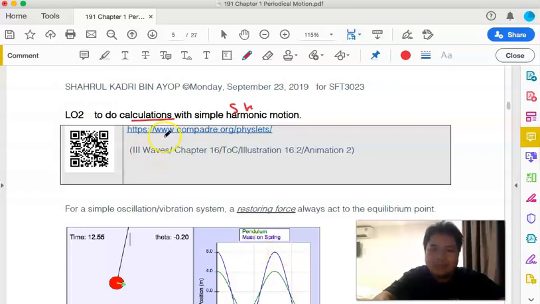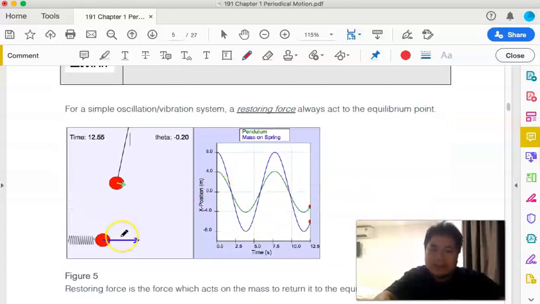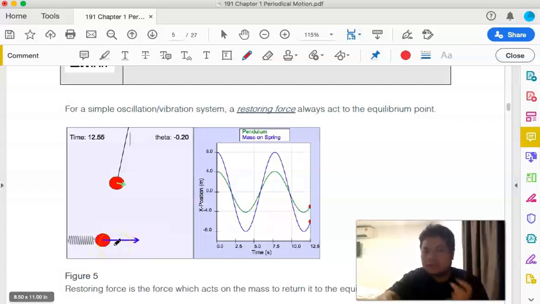Okay, now we are going to do some calculations with simple harmonic motion. So, what causes an oscillator to move? For example, if we consider this mass-spring system, and we displace this mass to the left and release it, this mass will oscillate. But what caused this mass to oscillate?